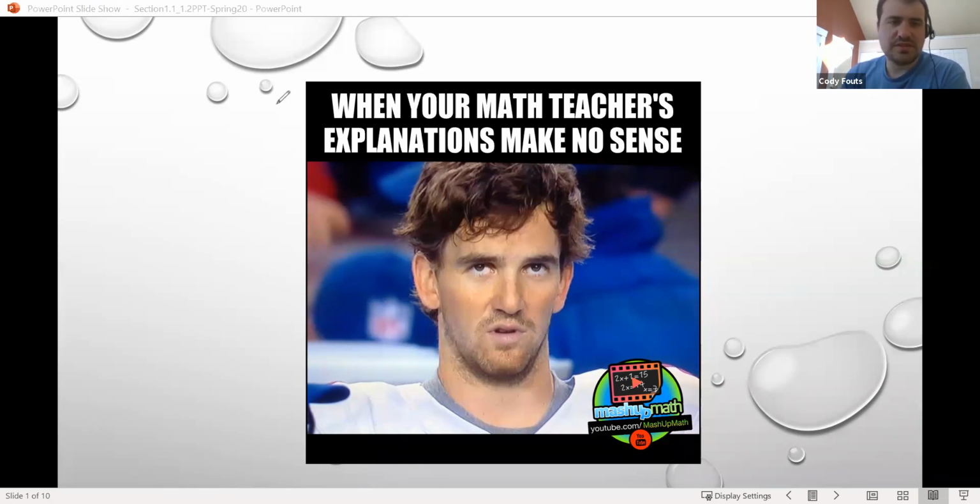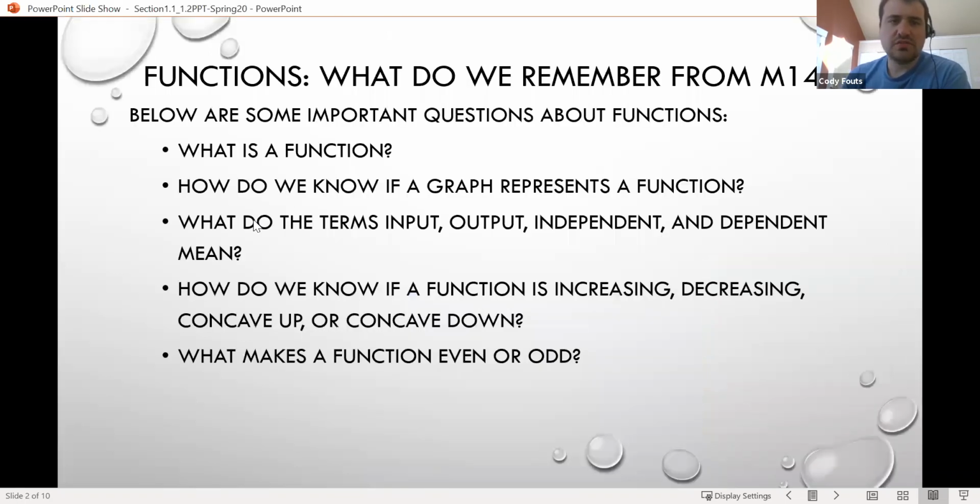All right, so let's jump into our material to cover then. The first thing we need to talk about are some basic ideas about functions. So here are some important questions we want to ask ourselves. What is a function? How do we know if a graph represents a function? What do the terms input, output, independent, and dependent mean? How do we know if a function is decreasing, concave up or concave down? And what makes a function even or odd?